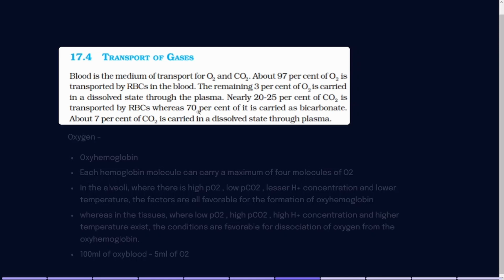Next, what about the remaining 70% of CO2? The remaining 70% of CO2 is carried as bicarbonate in the RBC. We will look into this mechanism later.